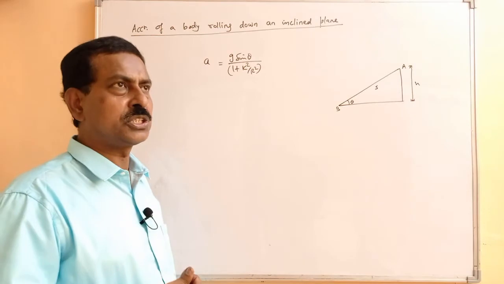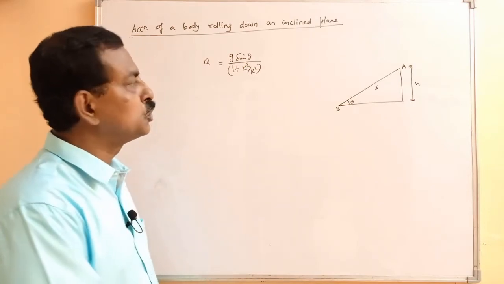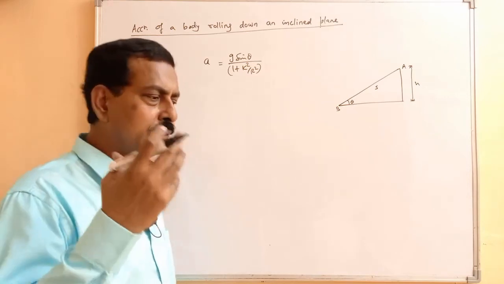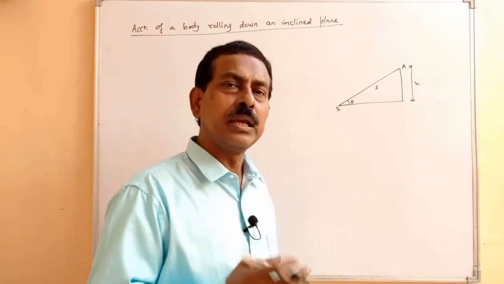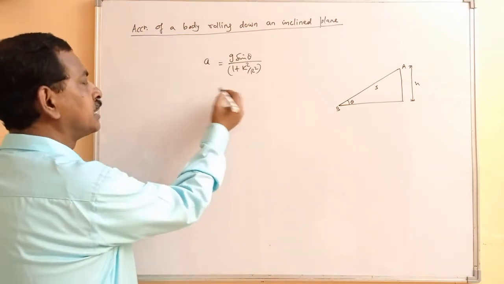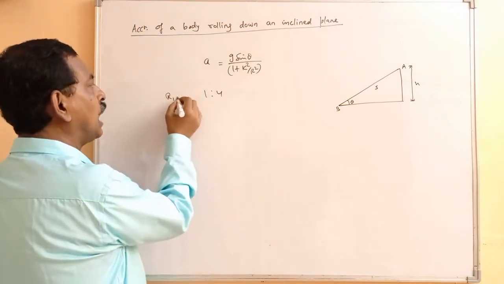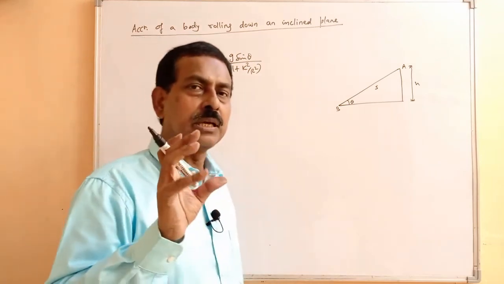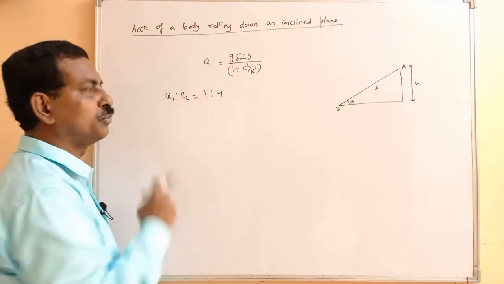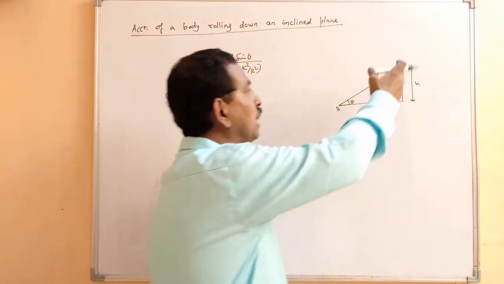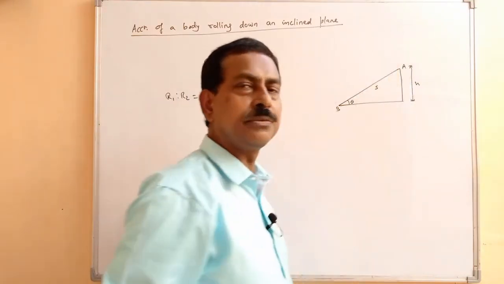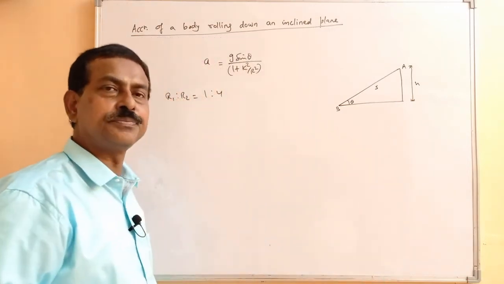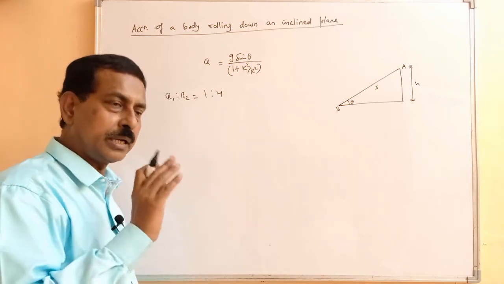Another conceptual type question which may be asked: you have two disks, or say you have been given two spheres. Their radii are in the ratio 1:4, so R1 is to R2 is 1:4. If both of them are rolled down simultaneously from the same point, which one will reach the bottom first?